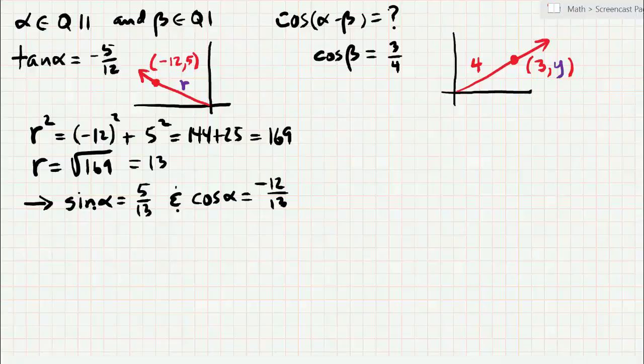Let's get over to beta now. So we're told cosine of beta is 3/4. We already know one of the two beta factors. We have cosine, we need sine. To do that, we need the y.